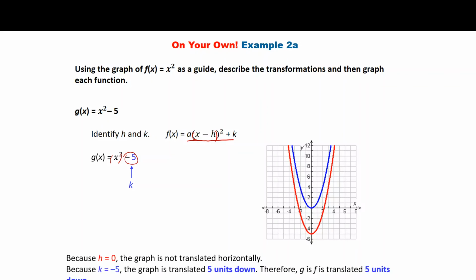All right, because h is 0, the graph is not translated horizontally. Because k is -5, the graph is translated 5 units down. Therefore, g is f translated 5 units down.